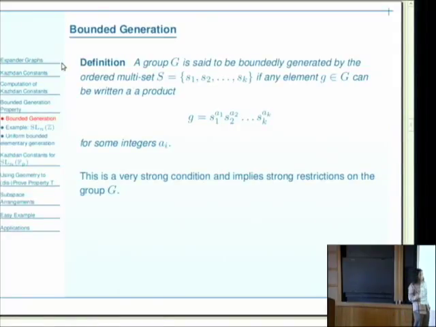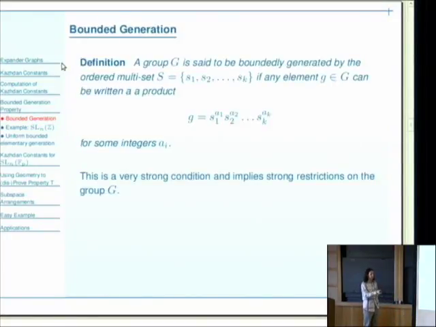You use an ordered multiset, so if an element appears twice, it can appear at different places in the order, not only adjacent ones. That's why you use a multiset. This is just a sequence of elements in the group of rank k.